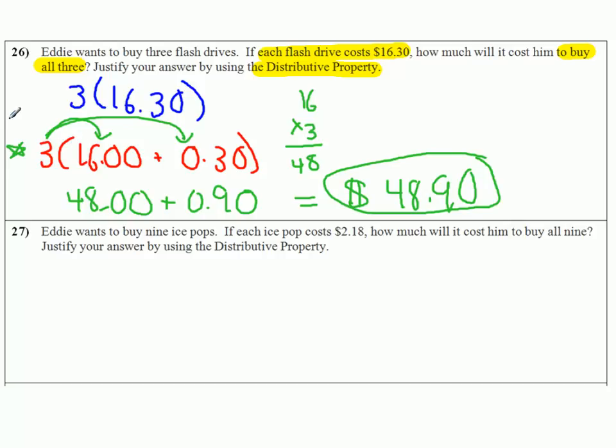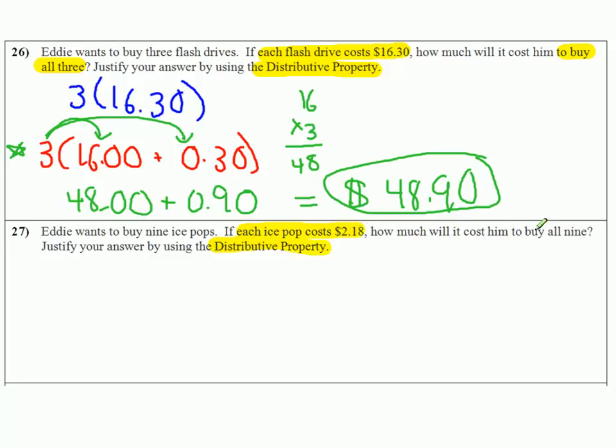Doesn't work. They're asking you to do it a specific way. You're going to be expected to do this on your test. Next question says, Eddie wants to buy 9 ice pops. Each ice pop costs $2.18. How much will it cost him to buy all 9? Again, justify using the distributive property.